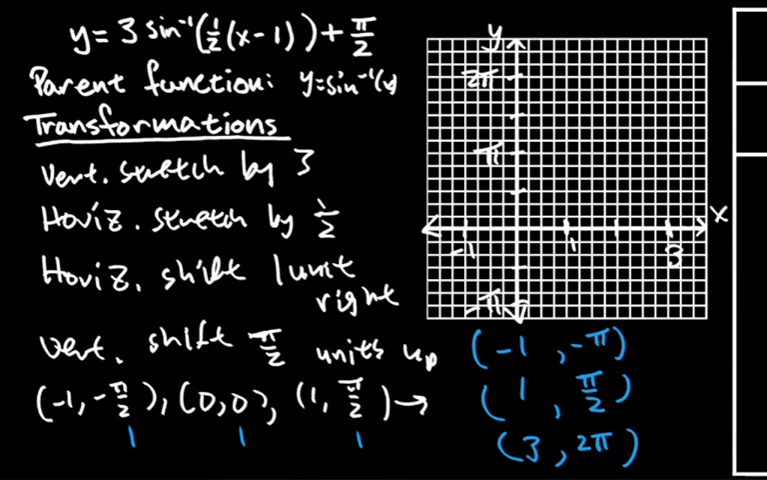Alright, so plotting the points, we get -1, comma, negative pi. 1, comma, pi over 2. And 3, comma, 2. So, we know that sine inverse has this general shape. And that's what we get. Alright, so hopefully this is helpful.